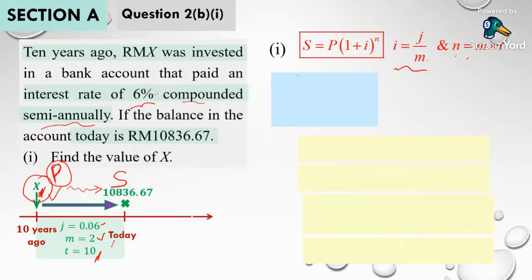And we want to know, in the total duration there, how many times the interest is compounded. So m, if you were told that 1 year is compounded 2 times, then 10 years will be 10 times, so it will be 2 times 10.